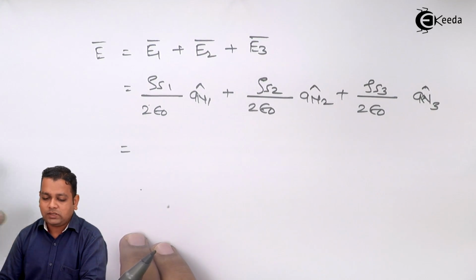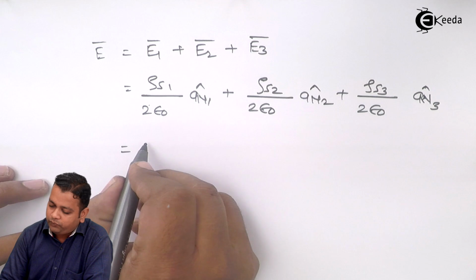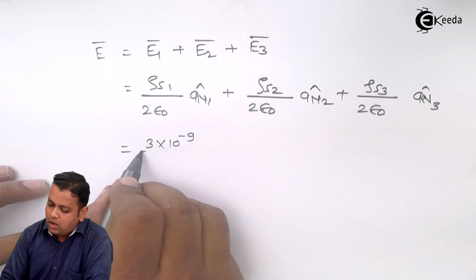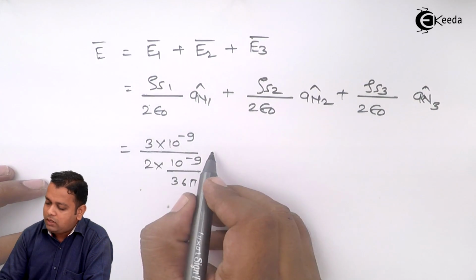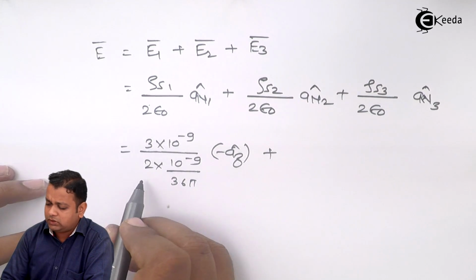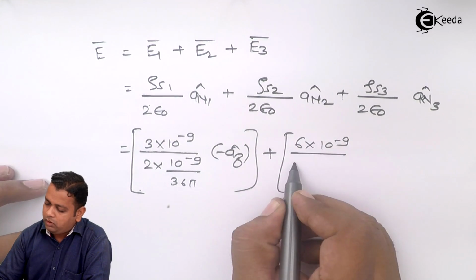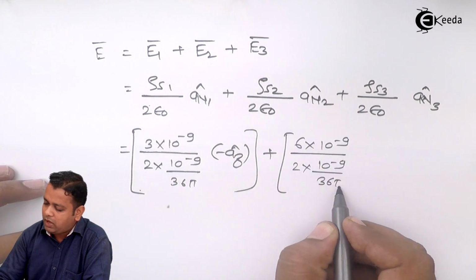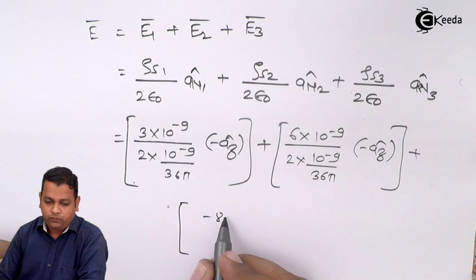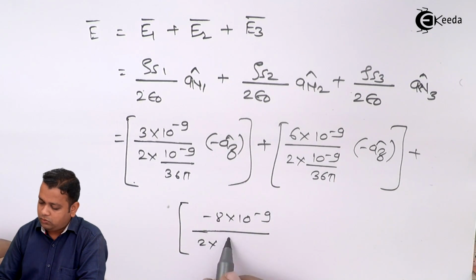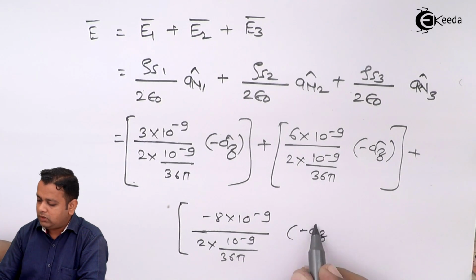So now I substitute the values of rho s1, rho s2, rho s3 and an1, an2 and an3. Here I write 3 into 10 raised to power minus 9 upon twice into 10 raised to power minus 9 upon 36 pi as the value of epsilon 0. An cap is minus az cap. So this is the first term. The second term will be 6 into 10 raised to power minus 9 upon 2 into 10 raised to power minus 9 upon 36 pi into minus az cap. This is the second term, and the third term will be minus 8 into 10 raised to the power minus 9 upon 2 into 10 raised to the power minus 9 upon 36 pi, and again the direction will be minus az cap.